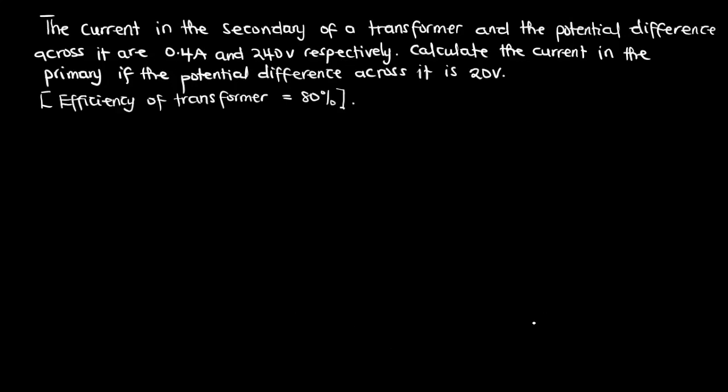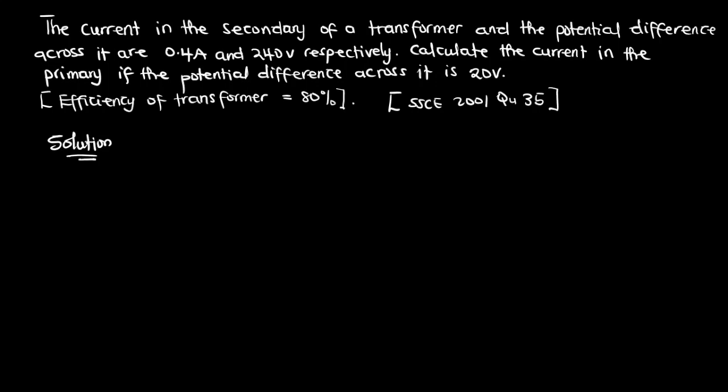So over here we have the current in the secondary of a transformer, and the potential difference across it are 0.4 amperes and 240 volts respectively. We have to calculate the current in the primary if the potential difference across it is 20 volts. Remember that the efficiency of the transformer is 80%. Actually, this is the SSC 2001 question number 35. All right, objective question. Then again, let's look at the solution to this problem.